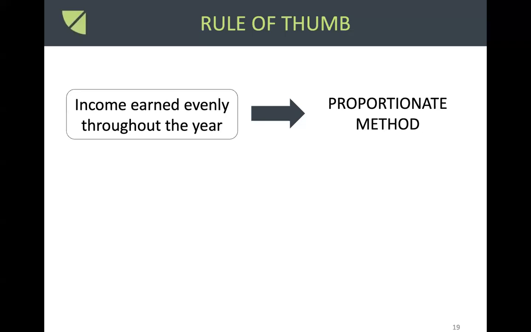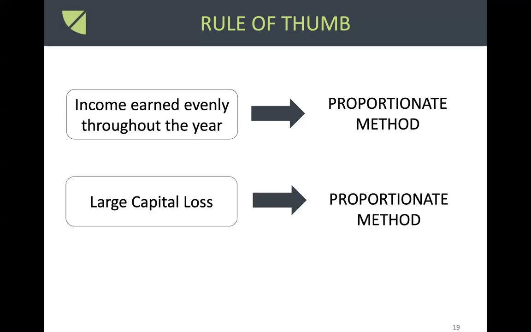I've come up with a bit of a rule of thumb. If the income's earned evenly throughout the year, mathematically, as I said earlier, it doesn't matter which method you use. I prefer the proportionate method. I find it more intuitive. I think most of you do as well. If you have any large capital losses, then the proportionate method will ensure that those capital losses get retained.